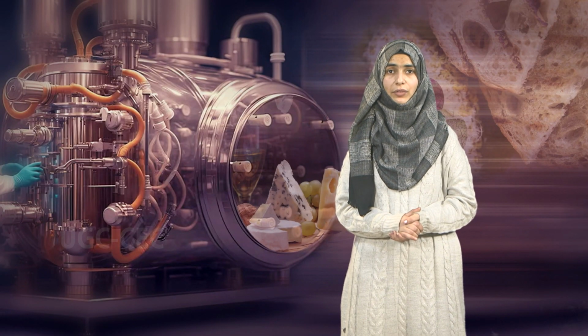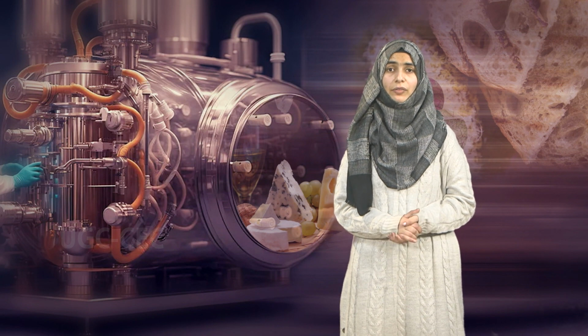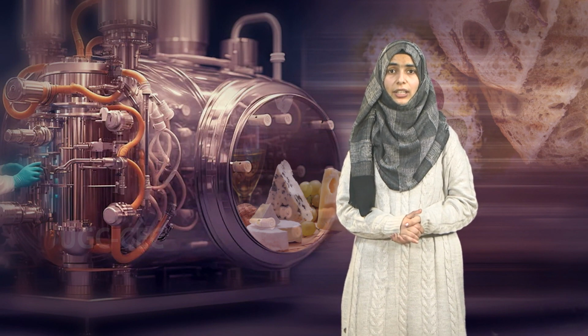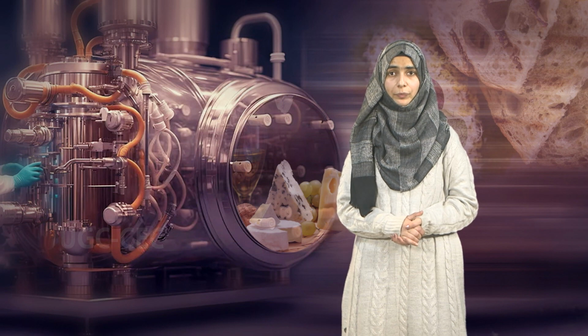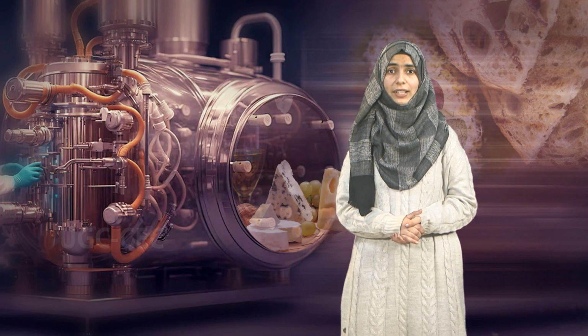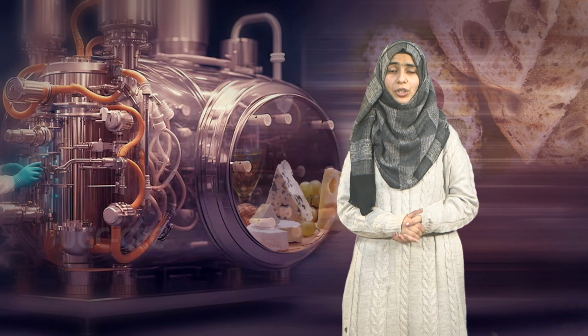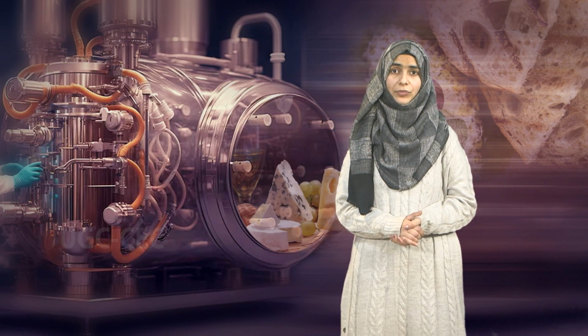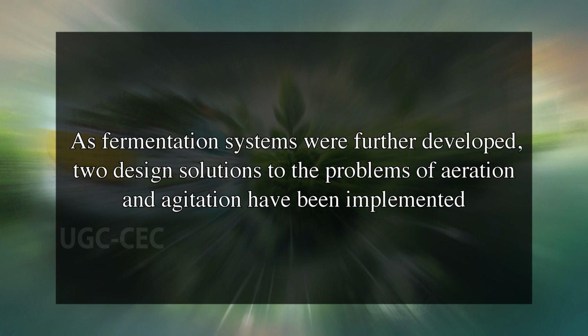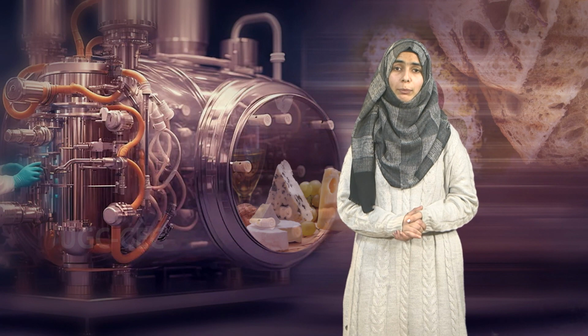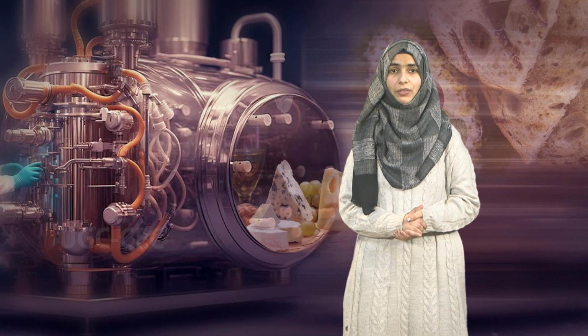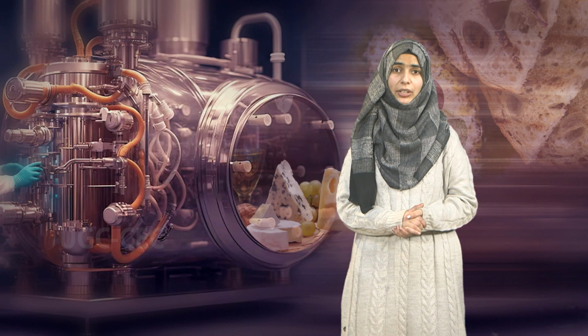Bioreactor configurations have changed considerably over the last few decades. The original fermentation system was a shallow tank agitated or stirred by manpower. From this has developed the basic aeration tower system, which now dominates industrial usage. As fermentation systems were further developed, two design solutions to the problems of aeration and agitation have been implemented. The first approach uses mechanical aeration and agitation devices with relatively high power requirements.